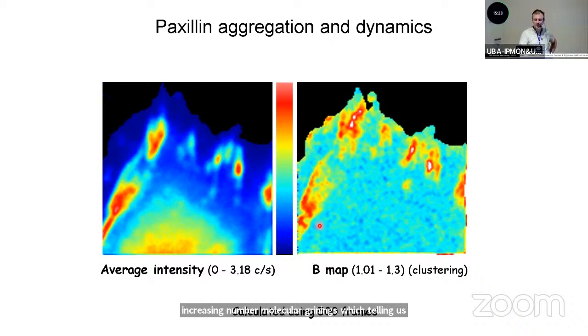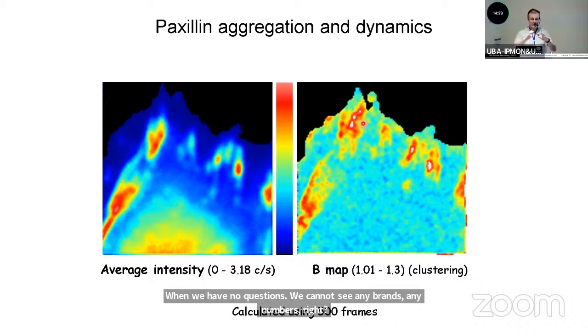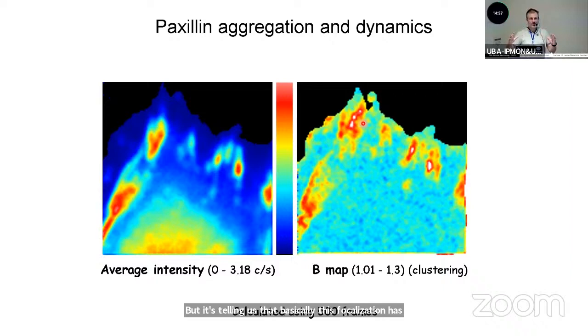And if you look carefully, there are some spots here which are white. Michel introduced in the previous talk the concept of immobile fraction. So these spots are regions where there is no fluctuation. When we have no fluctuations, we cannot see any brightness, any numbers, right? But it's telling us that this focal adhesion has a degree of oligomerization, and perhaps inside there are oligomers that are so tight that they cannot move easily within the time that we are acquiring our data, okay?